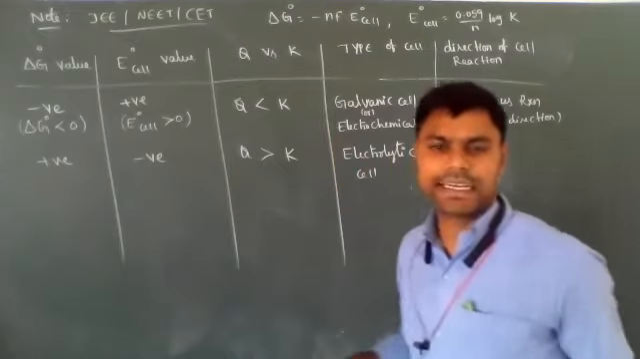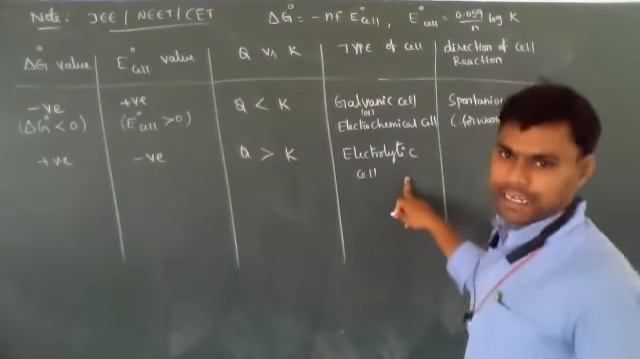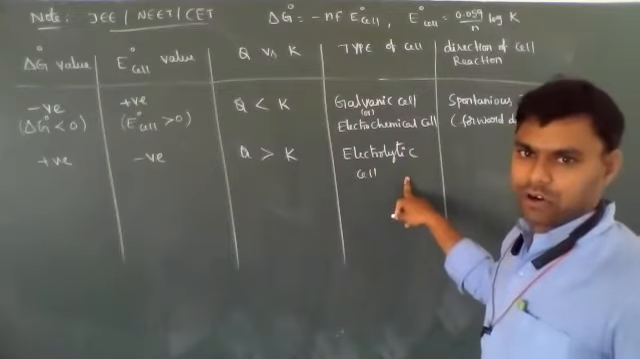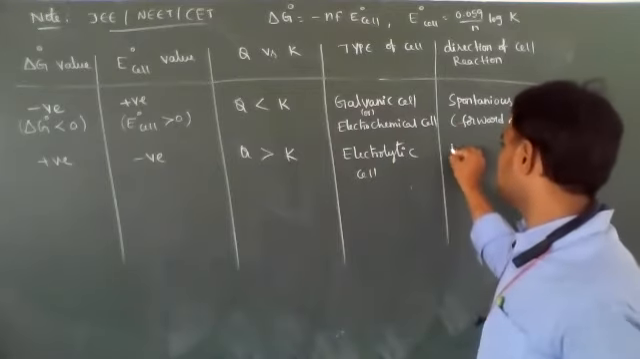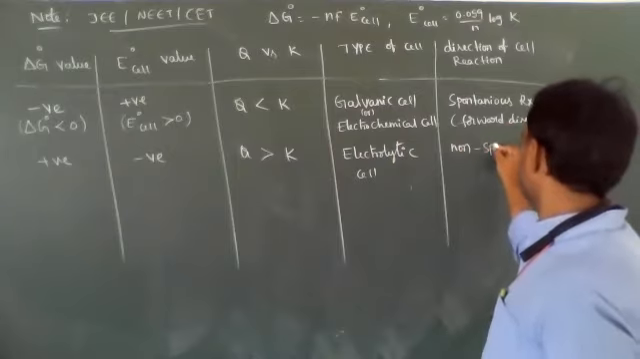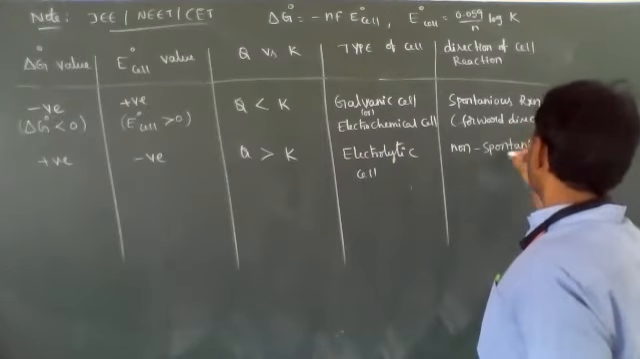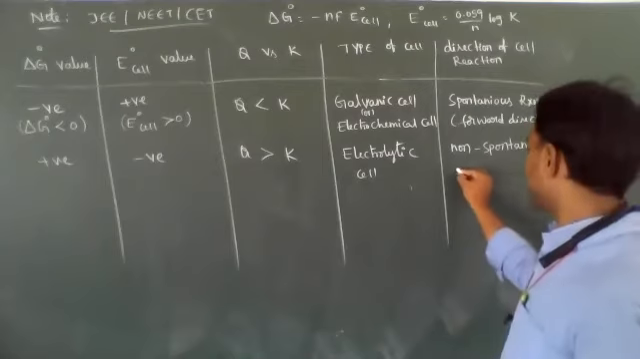In an electrolytic cell, electrical energy is converted into chemical energy; electrolysis takes place. Electrolytic cells are non-spontaneous, so the cell reaction is non-spontaneous, meaning it goes in the backward direction.